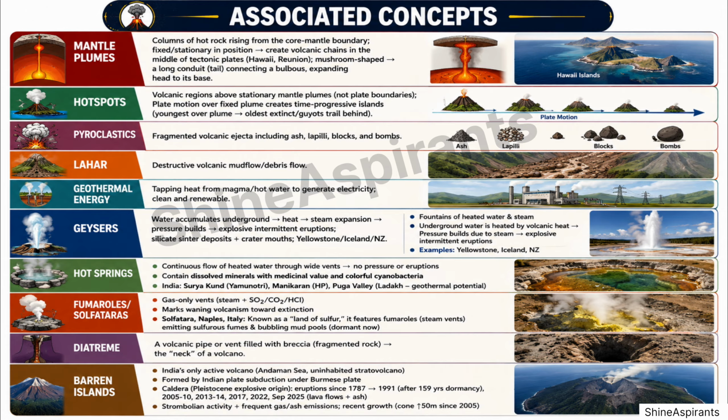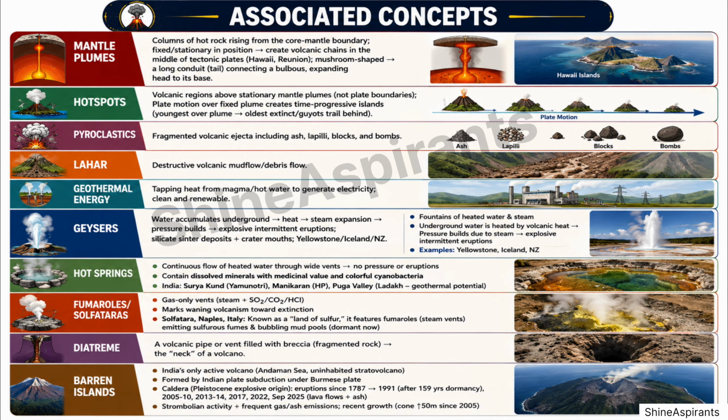Fumaroles and solfataras: gas-only vents, steam plus SO2 and HCl. Mark waning volcanism toward extinction. Solfatara, Naples, Italy, known as the land of sulfur. Diatreme: a volcanic pipe or vent filled with breccia, fragmented rock, the neck of a volcano.